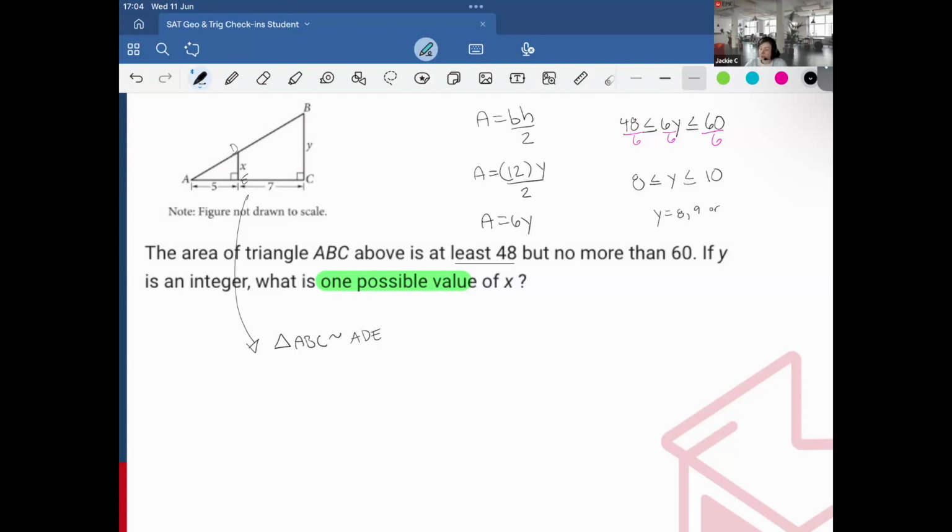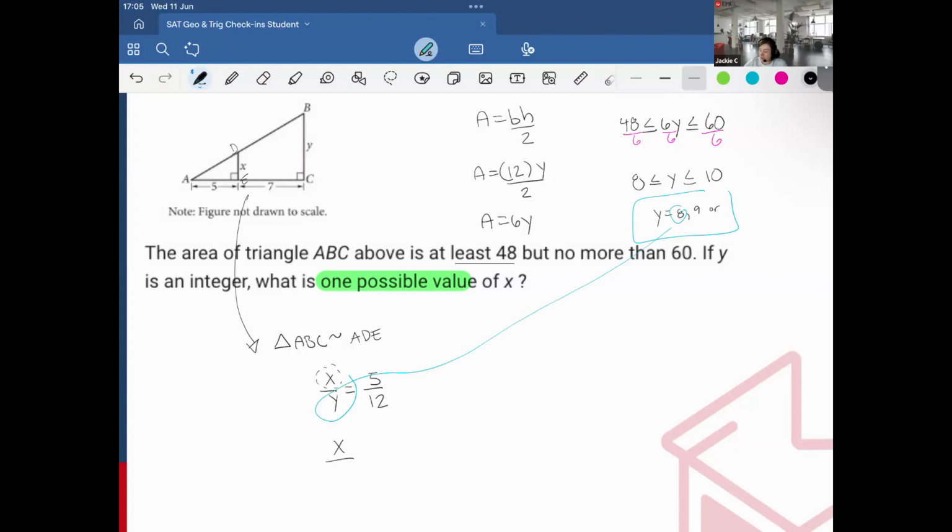Okay, so then I know that X corresponds to Y. I know that the Y side would correlate to 12, and then the X would correspond to 5 because they're similar to each other. Does that make sense, everyone? And then as for X, I don't know what that is. However, with Y, I can choose one of these values. So let's go with 8, for example.